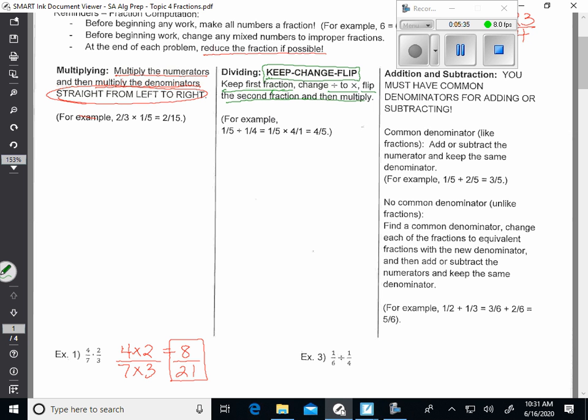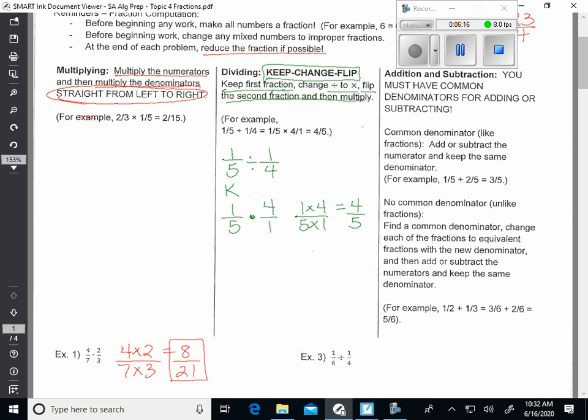So if you look at the example that was provided, 1/5 divided by 1/4, you keep the first fraction, change division to multiplication, and then you flip the second fraction. Flip means exactly that, flip it over. And by doing that, now you changed it into a multiplication problem, so you solved the multiplication problem. 1 times 4, 4. 5 times 1, 5. And that's how that problem would work.